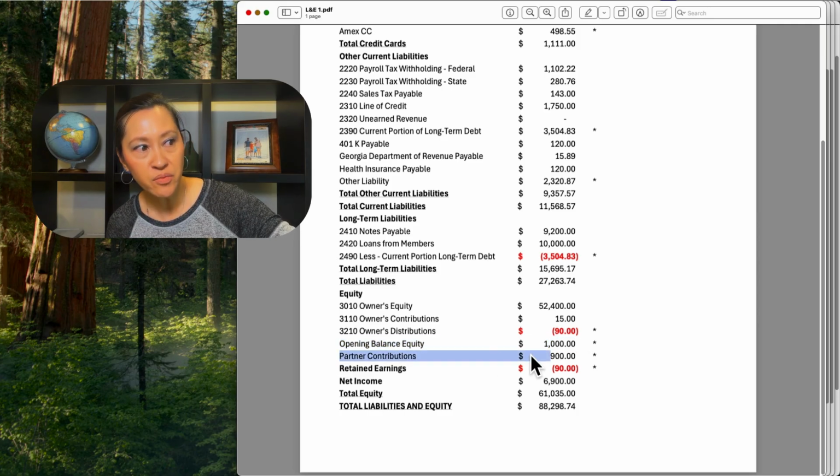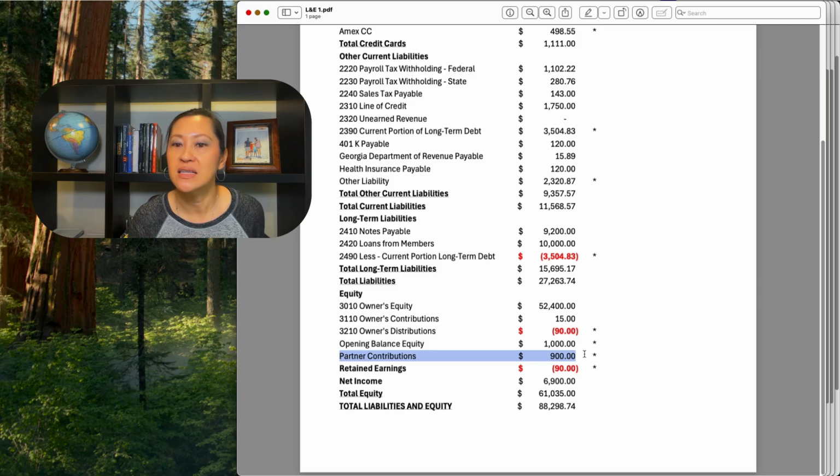For partner contributions, we want clarity. If there are multiple partners, each should have a separate account. Partner 1 contribution, partner 2 contribution, etc. Right now, a single partner contributions account raises questions. Are all partners equal? How should distributions be split? I would investigate the owner structure and make sure each partner has a clearly defined contribution account.